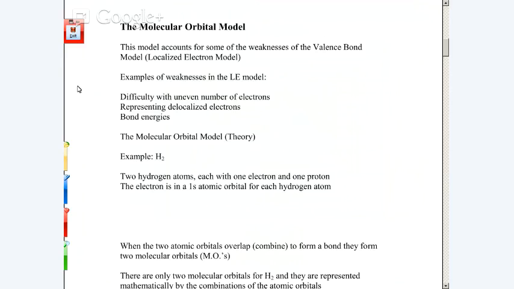And the same thing with hybridization. Does a single electron count as an electron group or not? We didn't just ignore that because it's tricky. We ignored it because it doesn't really work. So we need another model for that.